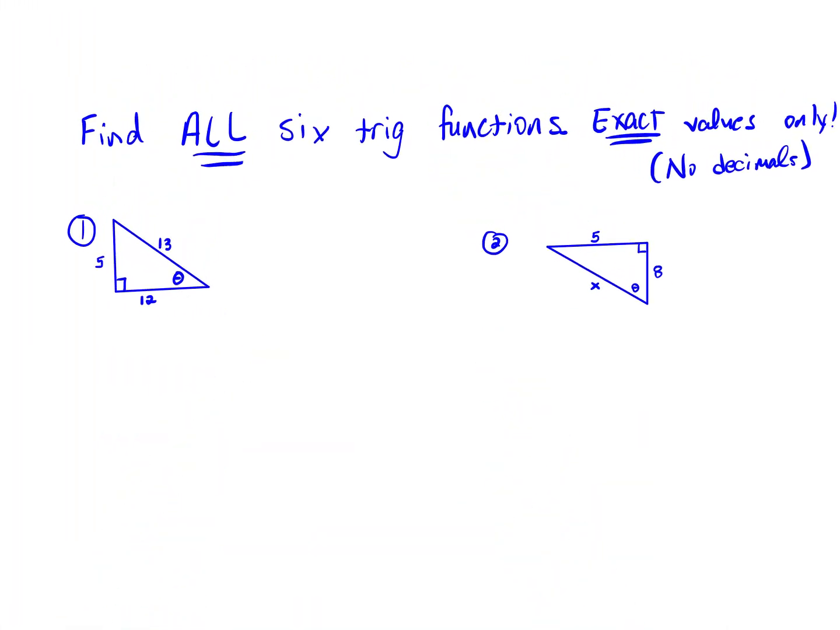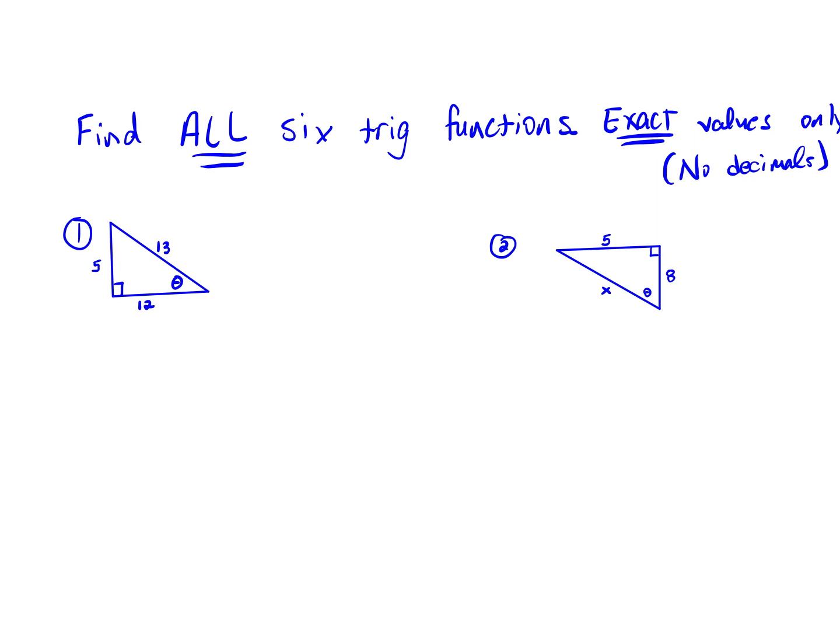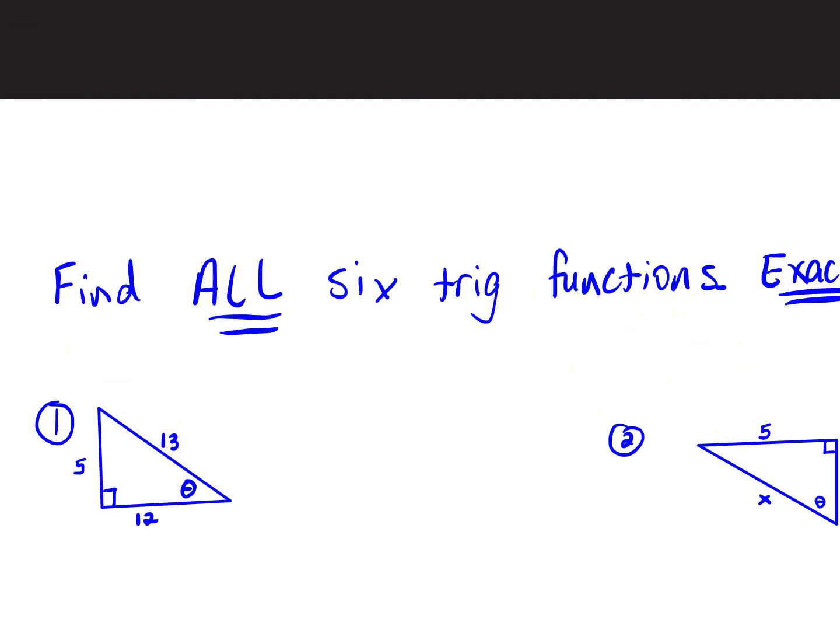If we look at our next set of examples, we're finding all 6 trig functions. Exact values only, no decimals. So remember, this is exactly what we said in the slide before this, but your sine is opposite over hypotenuse. Cosine is adjacent over hypotenuse. Tangent is opposite over adjacent. Cosecant is hypotenuse over opposite. Secant is hypotenuse over adjacent. And cotangent is adjacent over opposite.